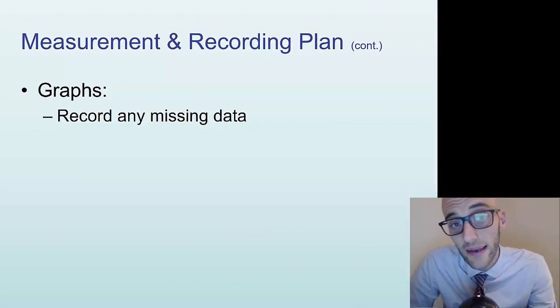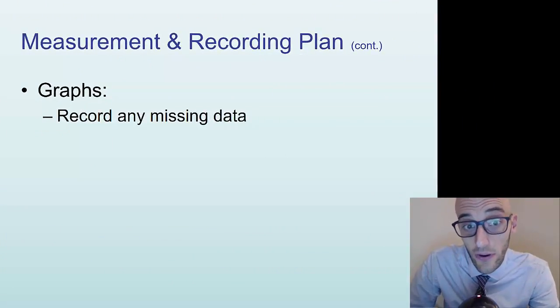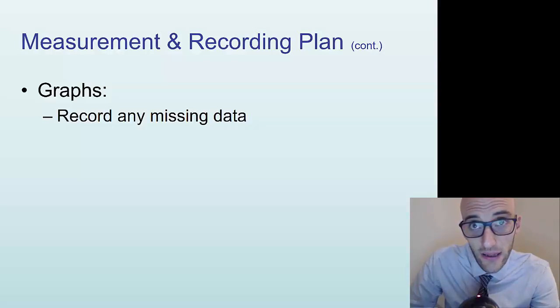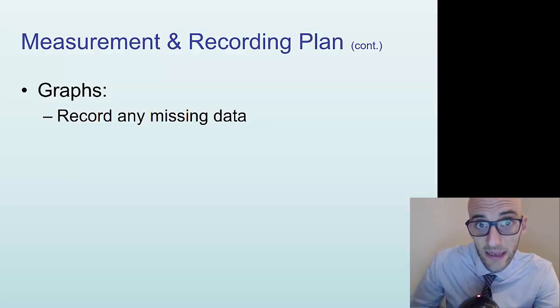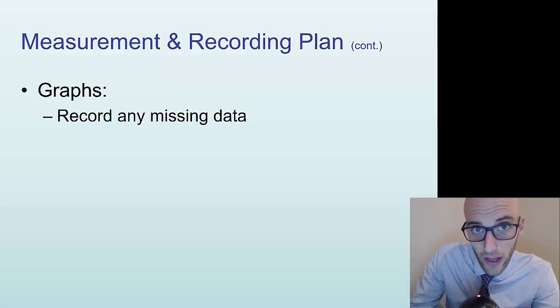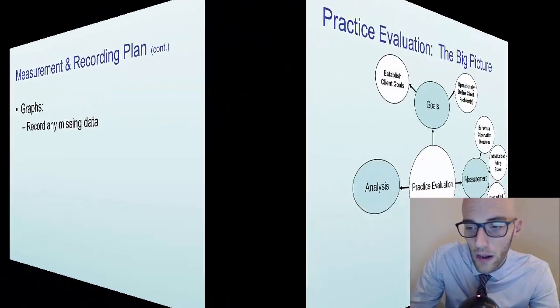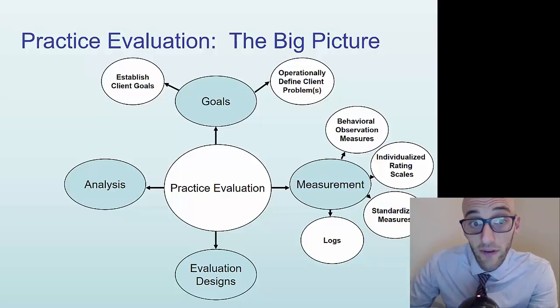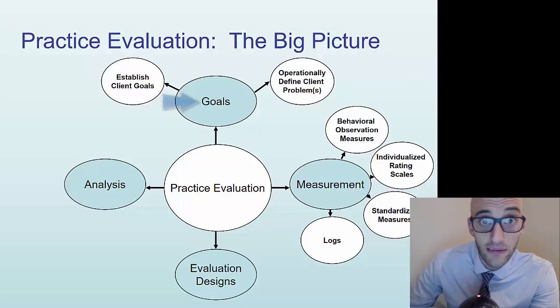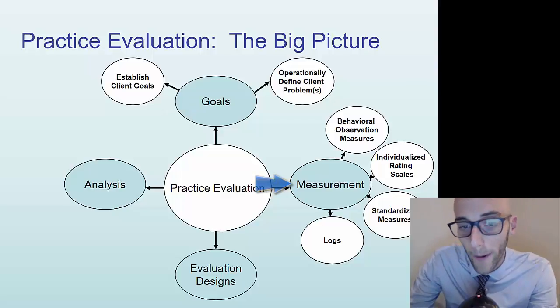And just one last important thing to think about with graphs is you would also want to record missing data. So if there's a 0 even, you'd still want to record that too. And for missingness, sometimes you might have to do like an average between the scores that weren't missed. That'll be something that we'll talk about moving forward. So now within practice evaluation, we've covered goals and operationally defined problems. So let's move on into measurement a little bit more.